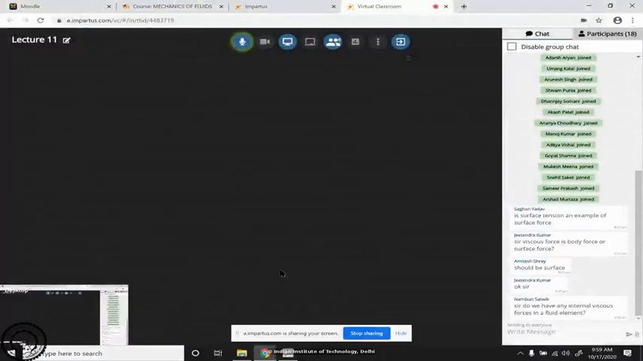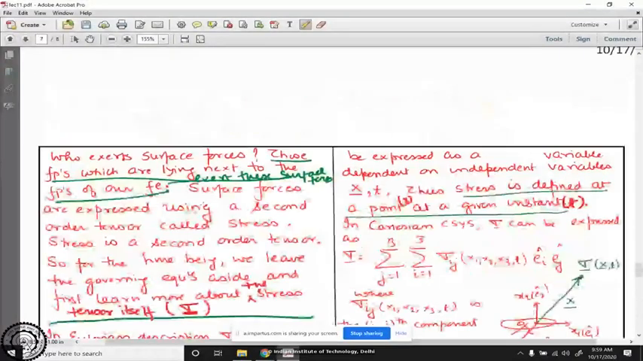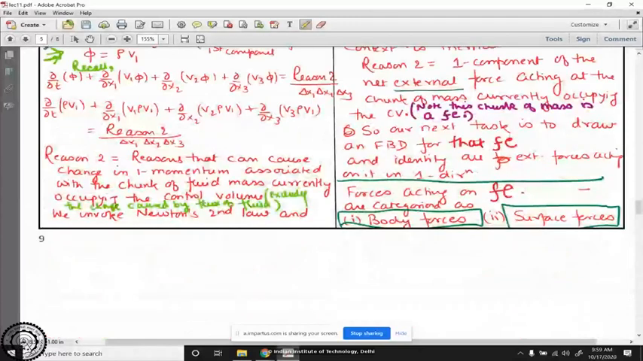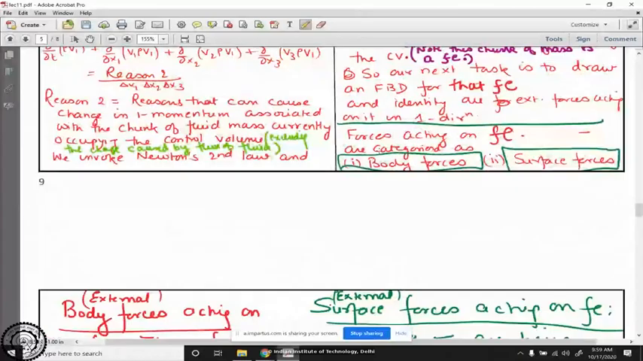Do we have any internal viscous forces in a fluid element? Yes, inside also there may be viscous forces, Satvik, but you see the way we got to these headings, surface and body forces, I said external to the fluid element, right? So let me go back here. This segregation depends first on what the system is. Forces acting on Fe, external forces acting on Fe. I should write it here also. Later I wrote external, but external forces acting on Fe.